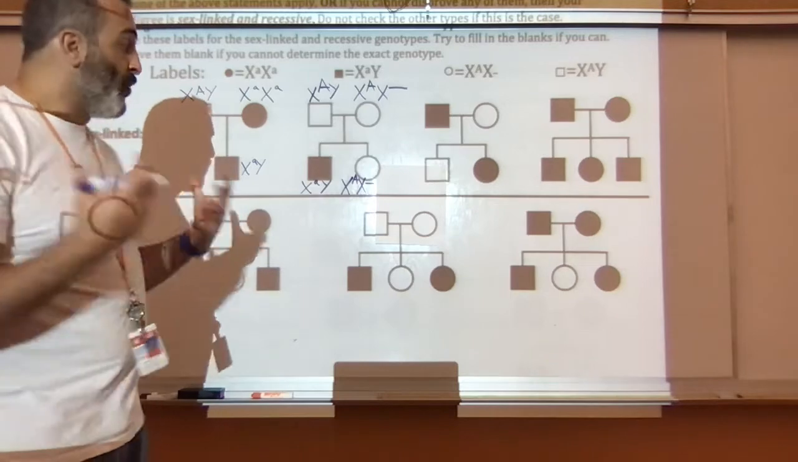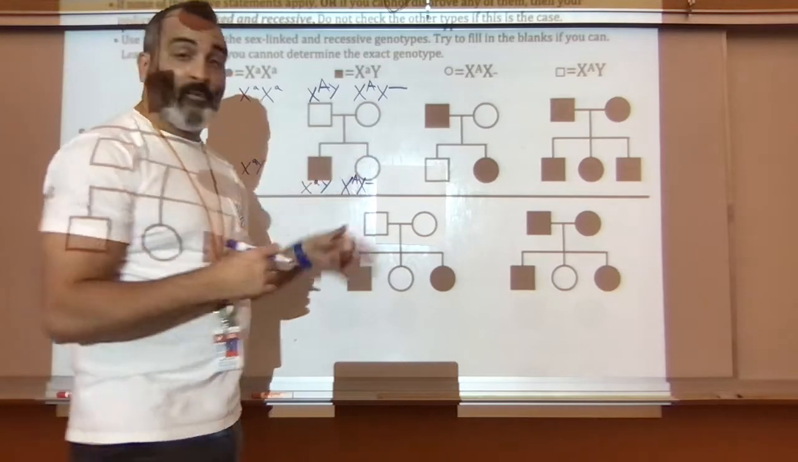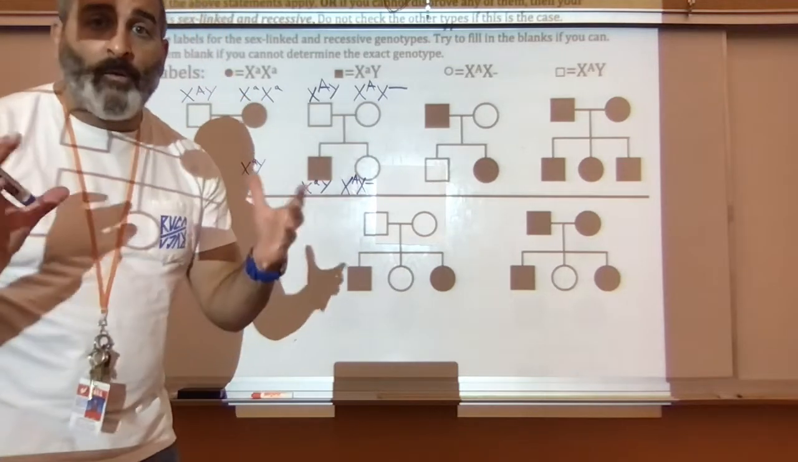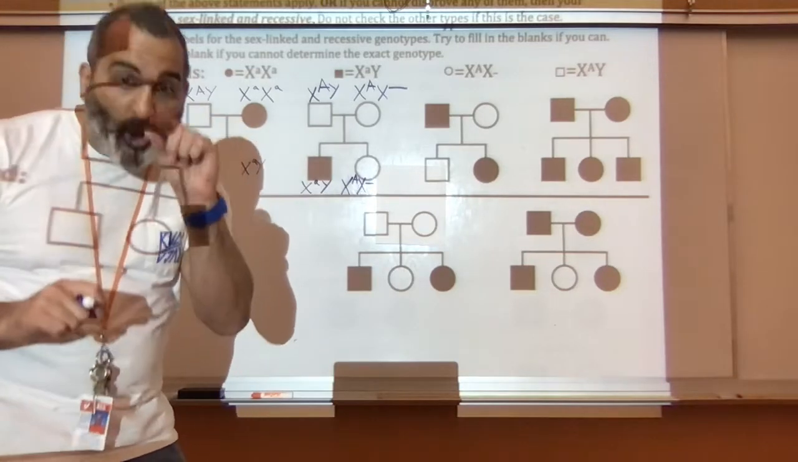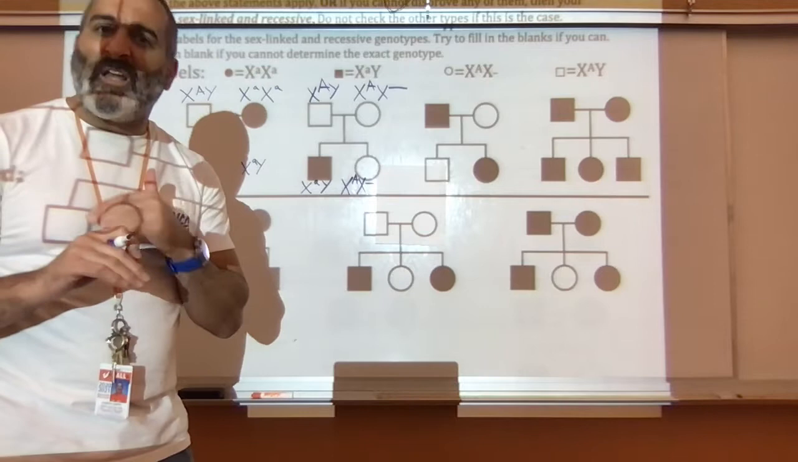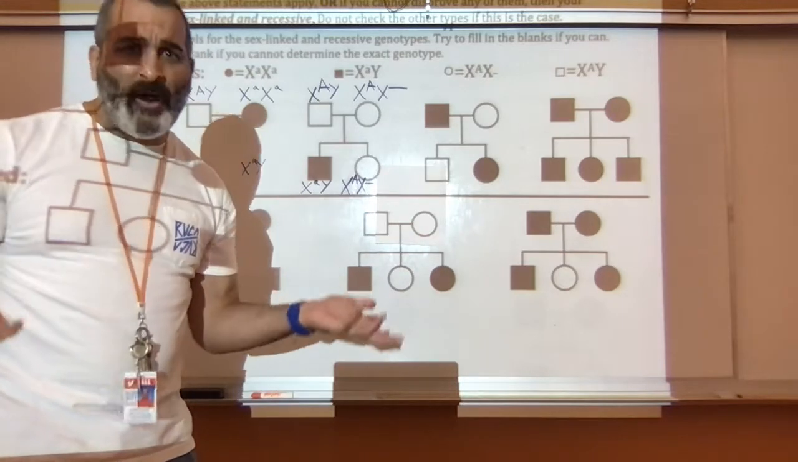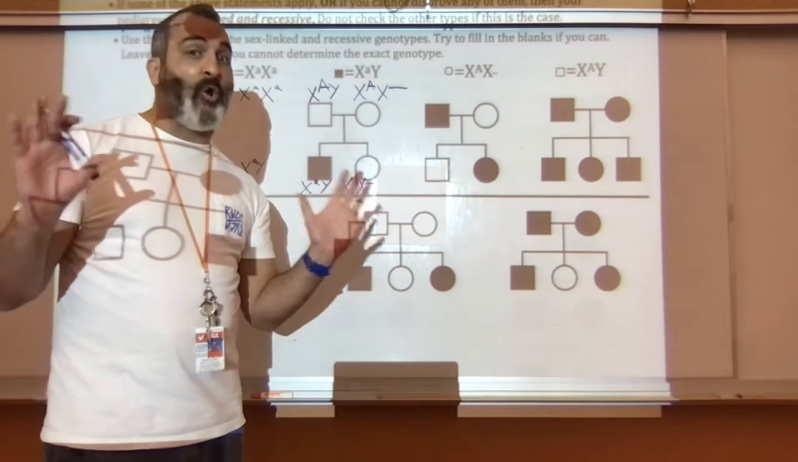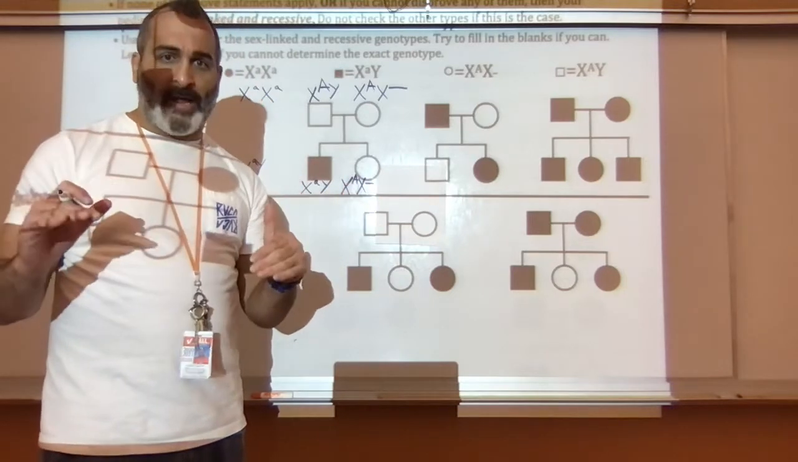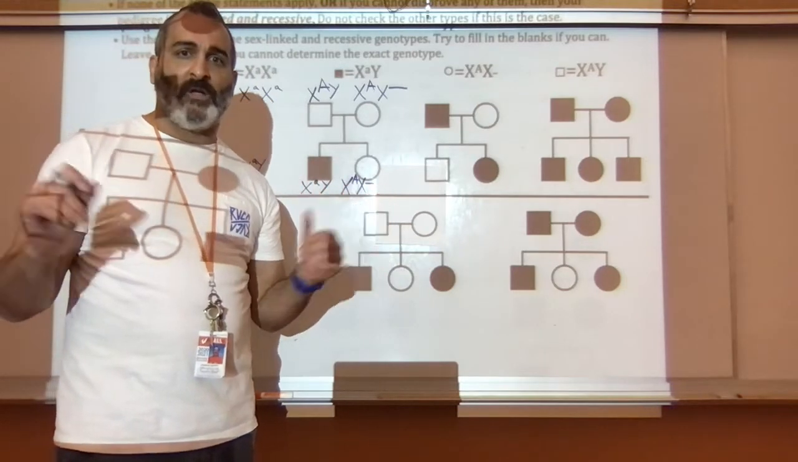All right, so now we have some blanks. We have to see if we can figure out what those blanks are. They are either capital A, lowercase a, or we leave them blank because it could be either one. We're not sure. If it could be a capital A or a lowercase a, you don't guess. You leave it blank because you're not sure what it is. So let's look at them.